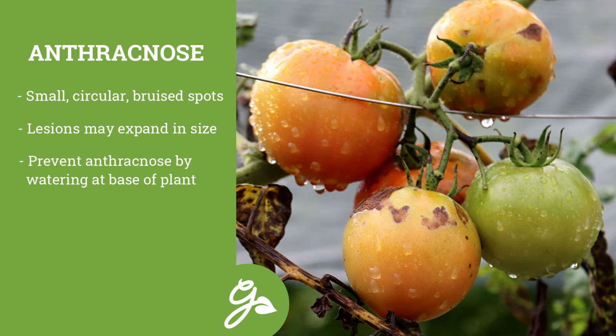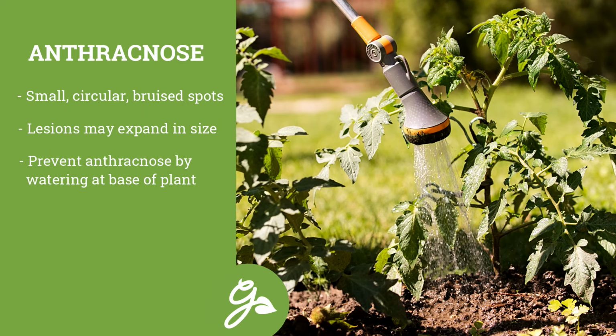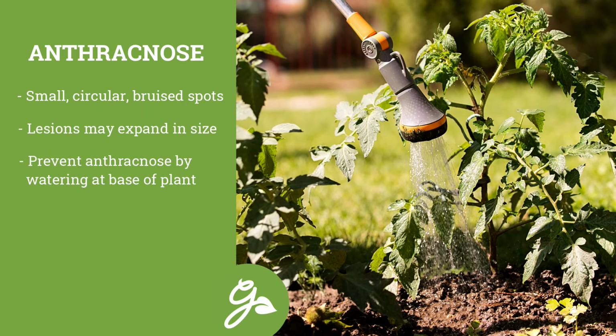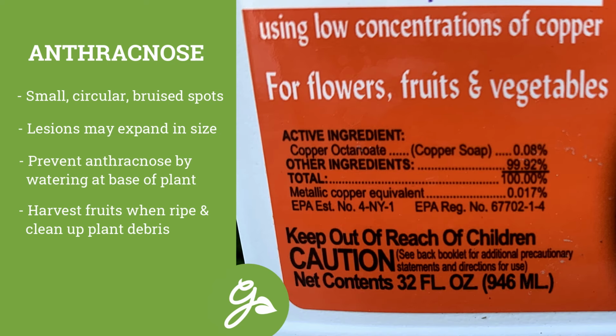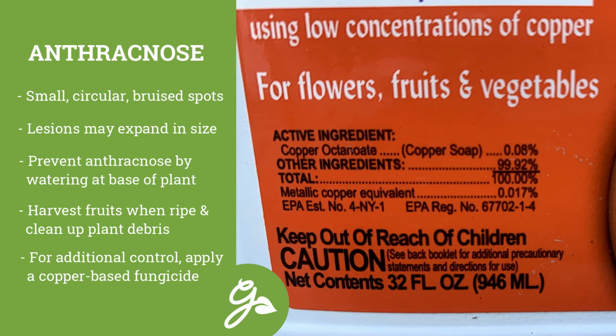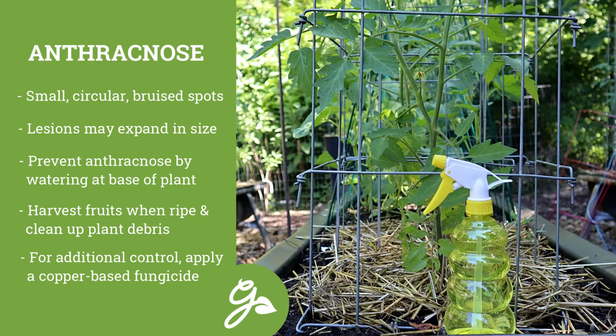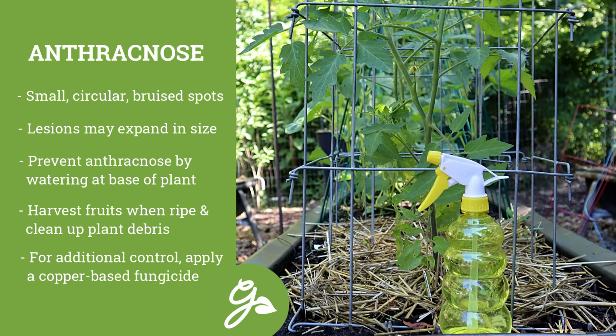To prevent this fruit rot, water at the base of the plant to prevent splashing and wet leaves. Harvest fruits as soon as they are ripe and clean up the previous season's plant debris. Copper-based fungicides can be applied when the plants form their first fruit cluster as another act of prevention.